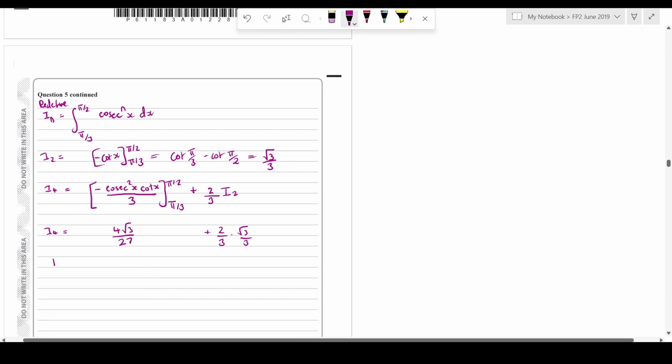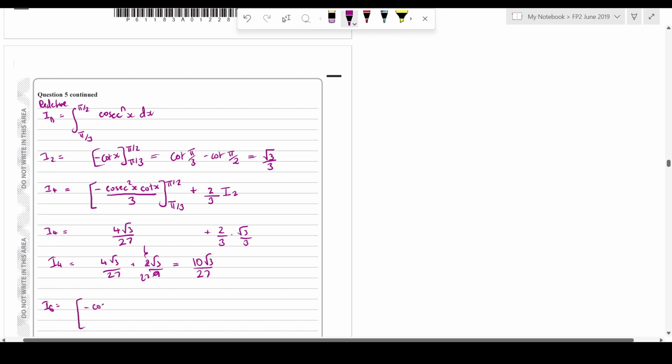So let's just tidy that up a little bit before I work out the next one. So I've got 4 root 3 over 27 plus 2 root 3 over 9. So that'll be 6 root 3 over 27 times them both by 3. So that's going to be 10 root 3 over 27 for I4. Then to get I6, I have to do a similar thing.